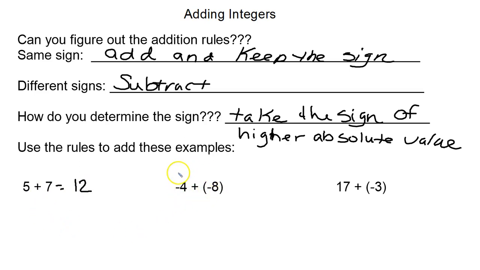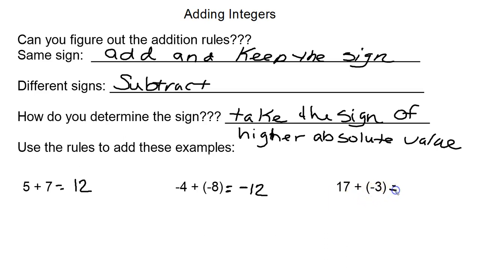The next two numbers are both negative. Now we didn't have negative numbers in first and second grade, but the rule still applies. If the signs are exactly the same, they're both negative, you add the two numbers together and keep the sign. So this would be -12.